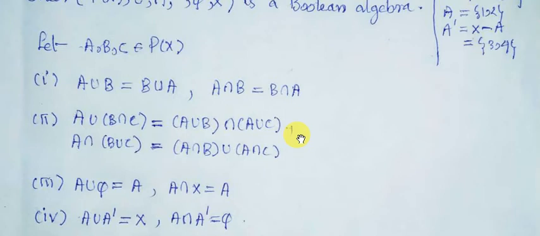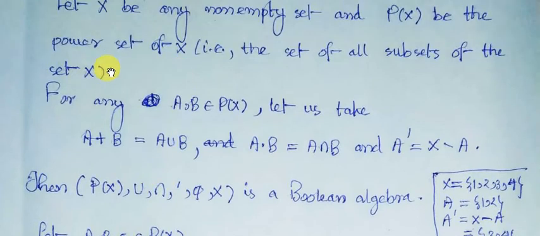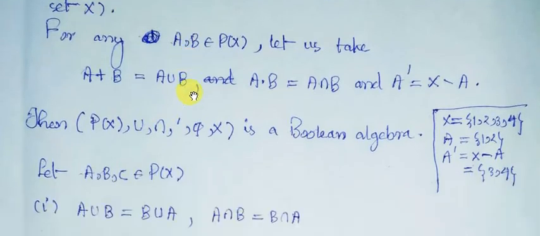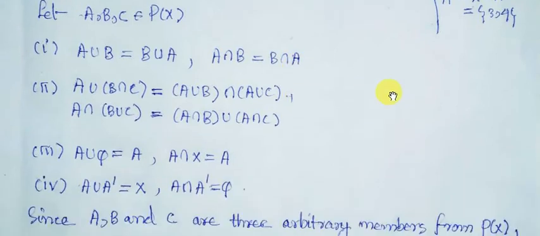So let us now see how it is possible. Here we have considered three arbitrary members from P of X. That means three non-empty subsets of X. We all know this union binary operation is commutative. So A union B obviously will be equal to B union A. The change of the component will not affect. And A intersection B equals B intersection A, as you all know from the set theory. And we also know the distributive property for set theory, and we are using that very distributive property here.